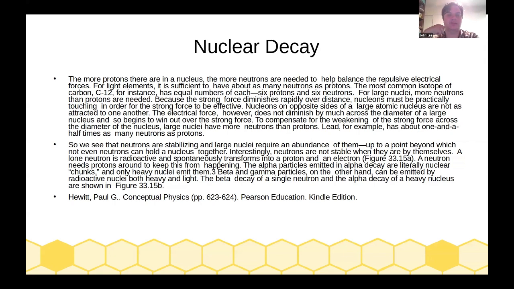To compensate for the weakening of the strong force across the diameter of the nucleus, large nuclei have more neutrons than protons. Lead, for example, has about 1.5 times as many neutrons as protons. So we see that neutrons are stabilizing and large nuclei require an abundance of them, up to a point beyond which not even neutrons can hold a nucleus together.